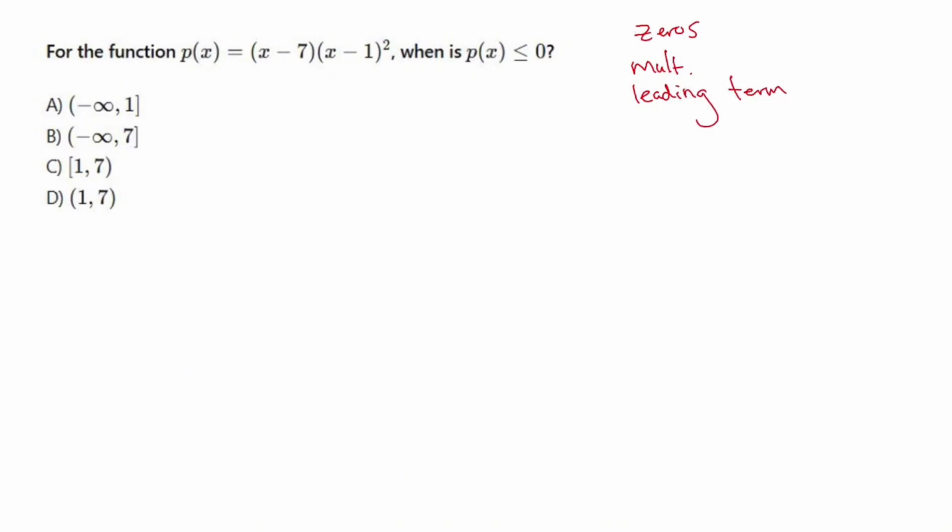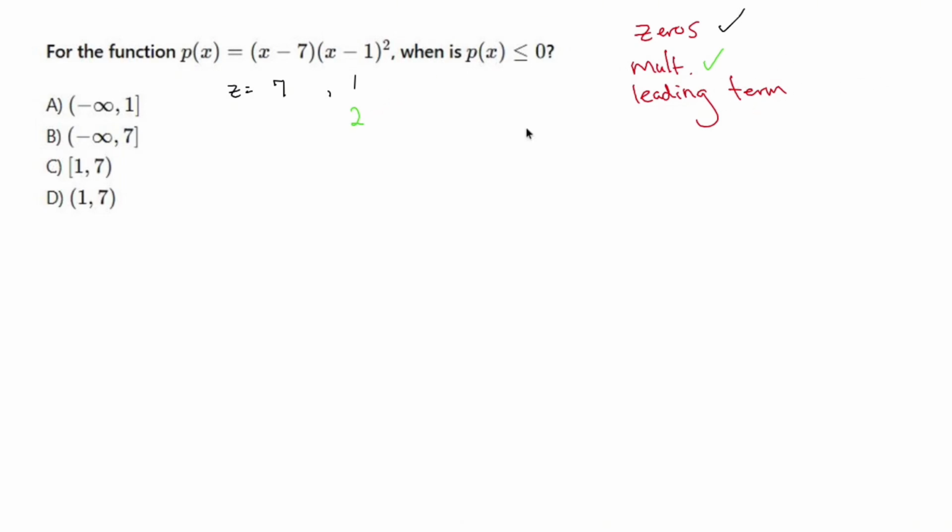So my zeros are when these are equal to 0. If I have x minus 7, I have a 0 at 7. And if I have x minus 1, I have a 0 at 1. What's important here is I notice that my multiplicity for 1 is 2. Now what does that look like graphically? That means as this hits the x-axis, it'll bounce right off.